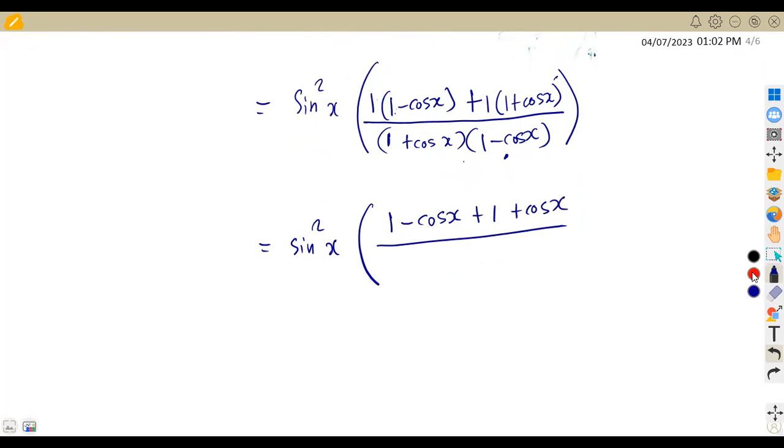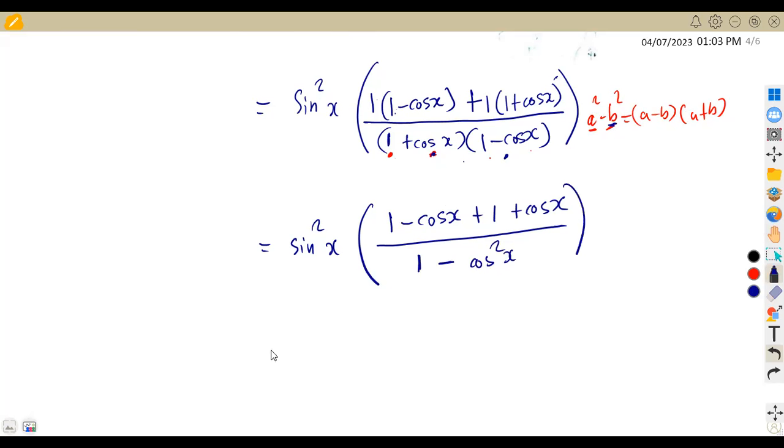Everything over. Let's go back to our identities, our difference of two squares. We know that a squared minus b squared is equivalent to (a minus b)(a plus b), which is the same condition: 1 and 1, cos x and cos x, one adding, one subtracting. So this can be taken back to a squared minus b squared, where a is 1 and b is cos x. So this is going to be 1 squared, which is 1, minus b squared, which is cos squared x.